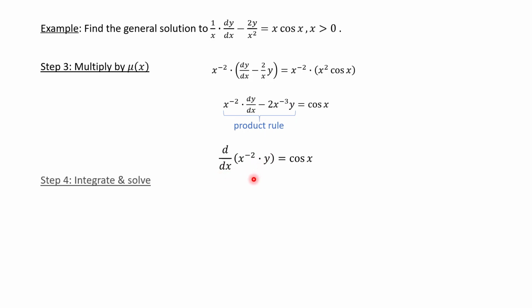Once we have that, then we can move on to our last step and integrate both sides and solve for y. So we're integrating the derivative. Those are going to undo each other. And then integral of cosine is sine. And then one more step.